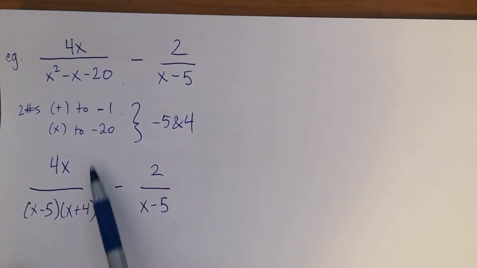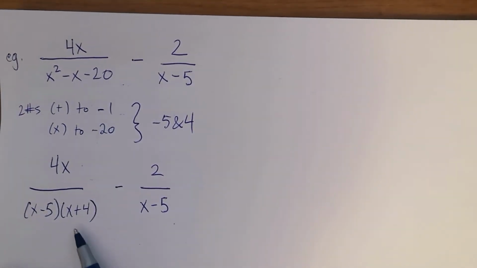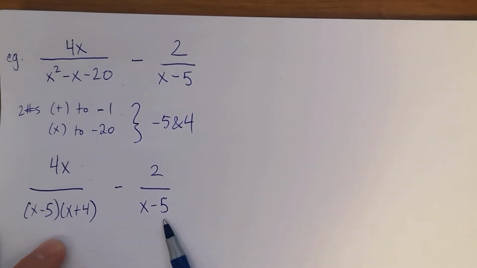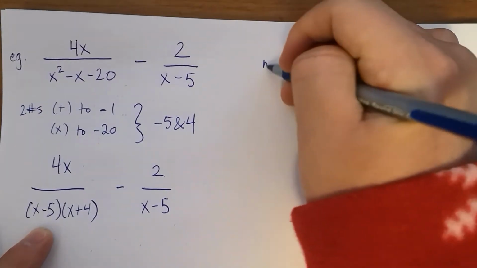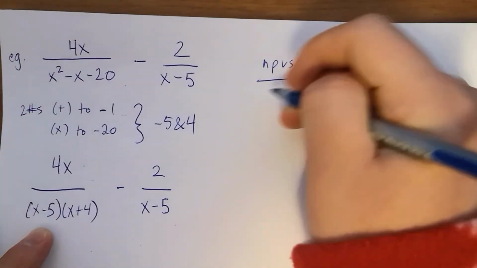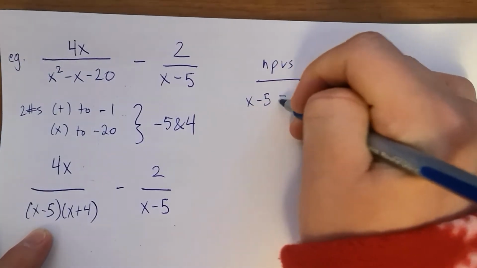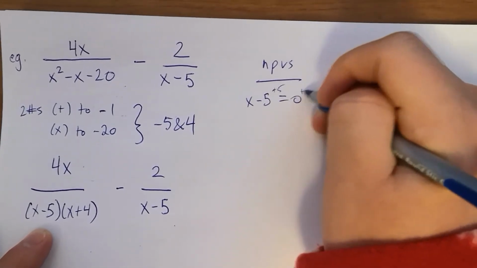So all I've done is factored this denominator, which led to this. You can tell that the denominators have similar terms. We're going to have to multiply by something. But before we get there, now's the time to get our non-permissible values. And it's not going to be too bad.